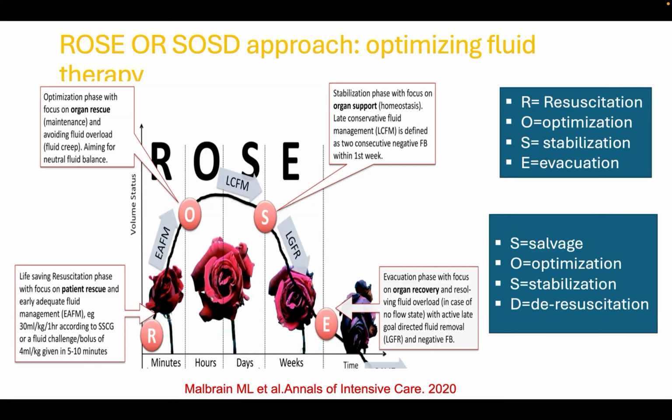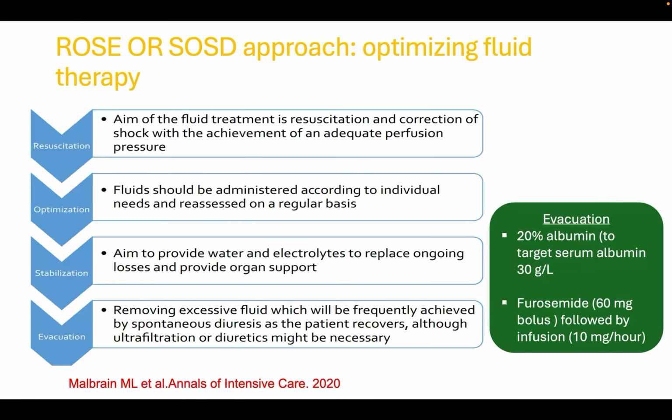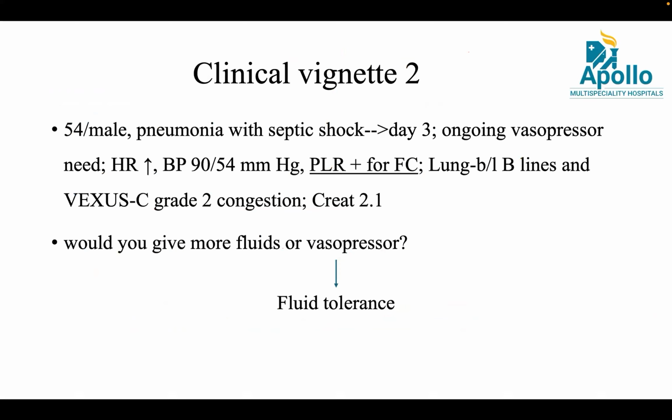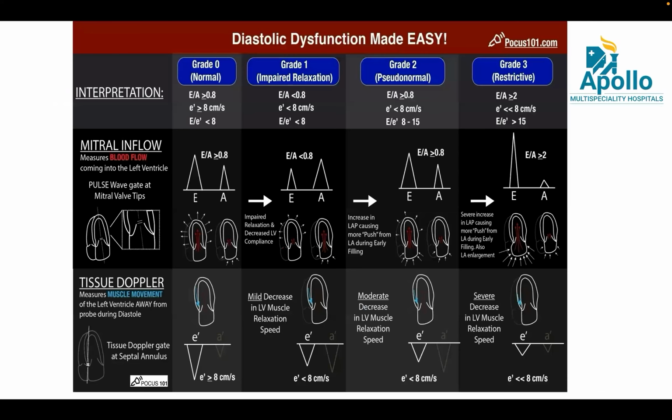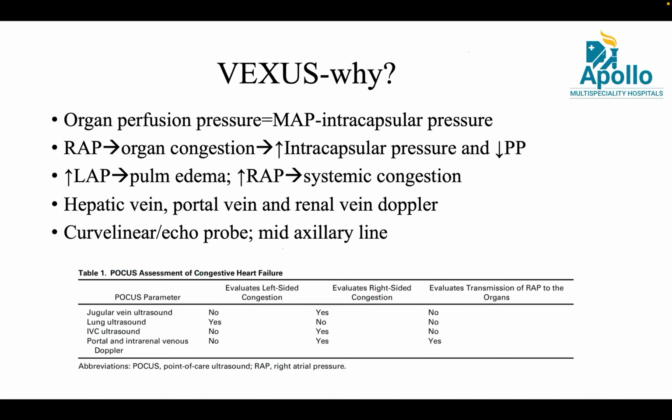So you have to keep the patient on negative balance at least twice within the first week. In the third phase, there is stabilization, after which you have to actually remove the fluids. This is not routinely followed, but it should be followed. So this is what is important. Fluid tolerance, intolerance we discussed in the last class. VEXUS is what I am going to discuss again today.